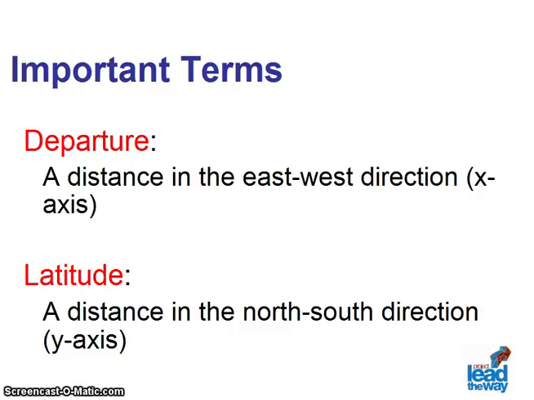To fully understand how to use northings and eastings to define specific locations, we need to define two important terms: departure and latitude. Departure is the distance in the east-west direction, what we know as the x direction of a grid system, while latitude is the distance in the north-south direction, what we know as the y direction.